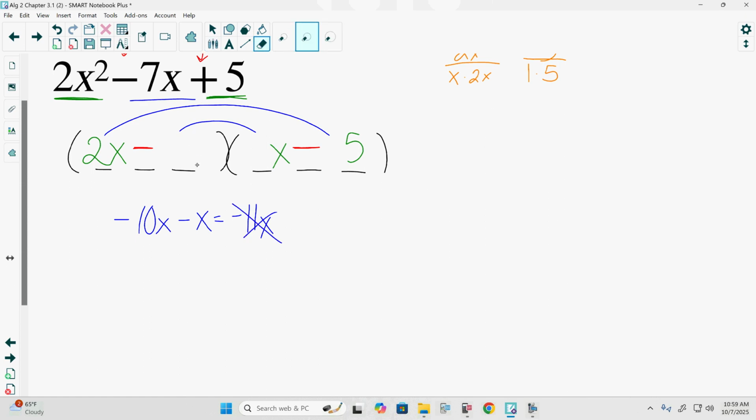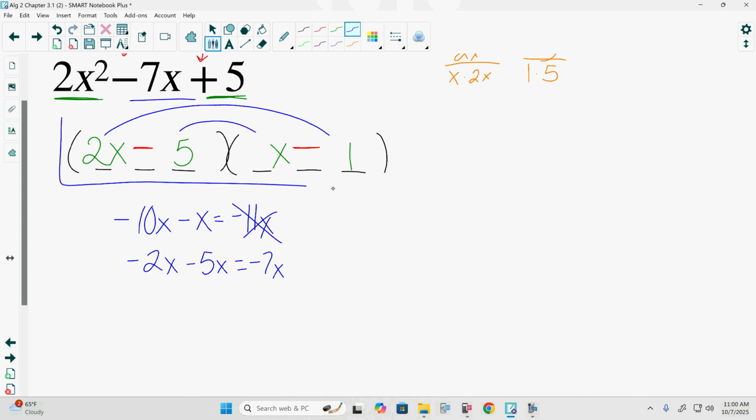Well, we can switch to 1 and 5 and try it again. 2x times negative 1, 2 times negative 1 is negative 2. Still have the x. Negative 5 times x, negative 5 times 1 would be negative 5x. And negative 2x minus 5x is negative 7x. So 2x minus 5 times x minus 1 are our factors.